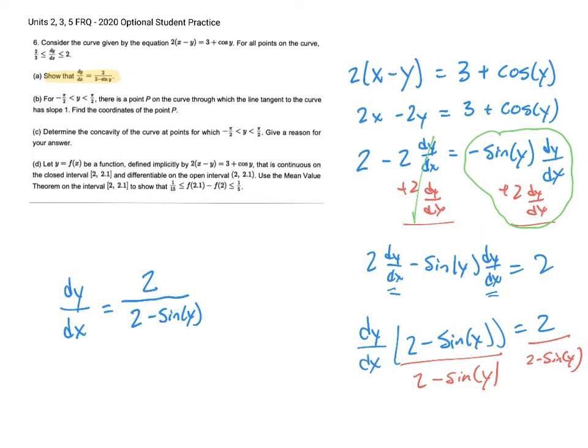Now keep in mind, this is still implicitly defined, right? There's no x value or x term in this expression, but there is a y term. So the derivative is defined in terms of the original function. But we've accomplished what they asked us to do. So far, so good. Okay, check off the implicit differentiation, and we'll move on to part B on the next slide.